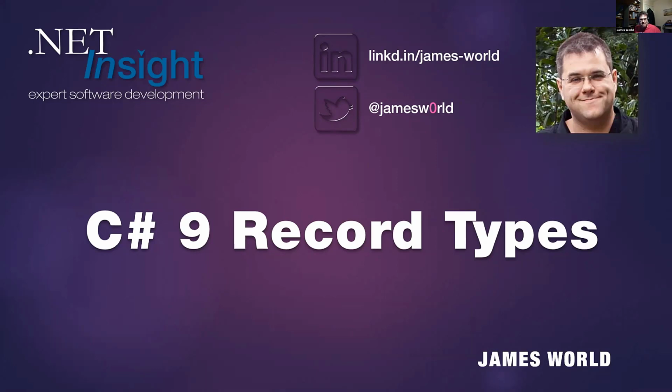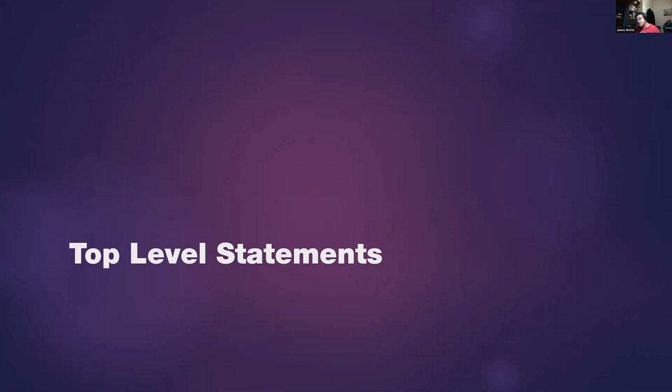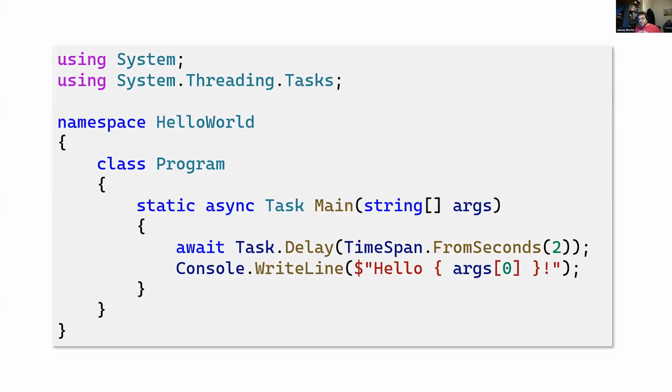So strap in. Okay, I'm actually going to talk about a couple of other features on the way in that I think are relevant to record types. So first of all, very briefly, top-level statements, just because it makes your demos much easier to read and much shorter. So what you're looking at on the screen here is some code that's making use of the C#7 async main method. And you can see here we're using a bit of string interpolation on the args argument.